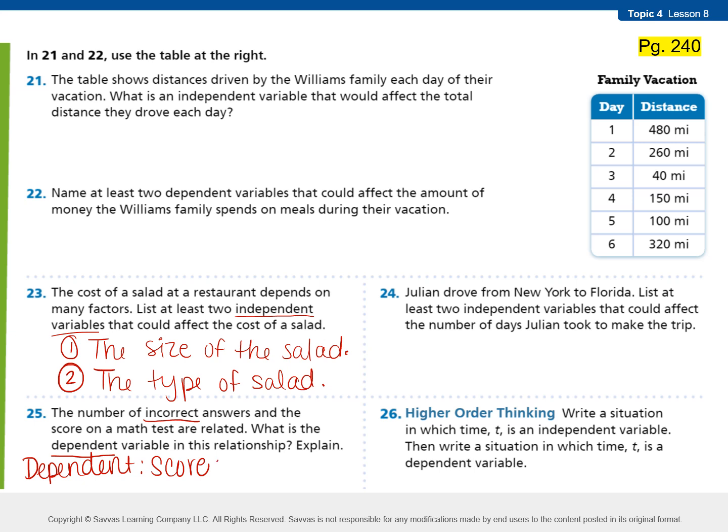So what does that mean? The more incorrect answers, the lower the score, right? So the more incorrect answers, the lower the score.